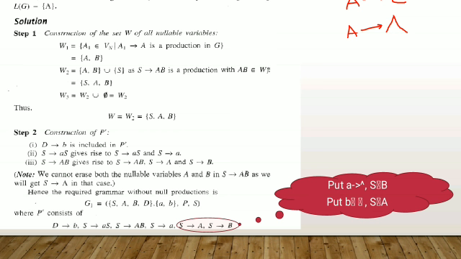So here are the productions which are included in the grammar, but here A gives null and B gives null are excluded. So this is how we can remove all the null productions from the given grammar.